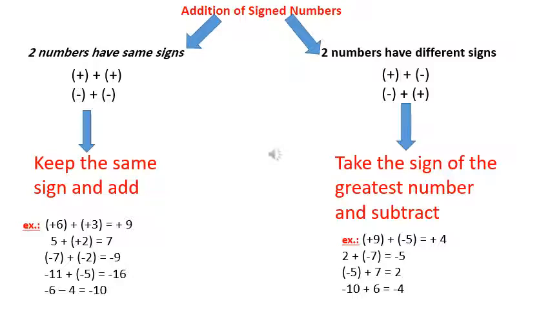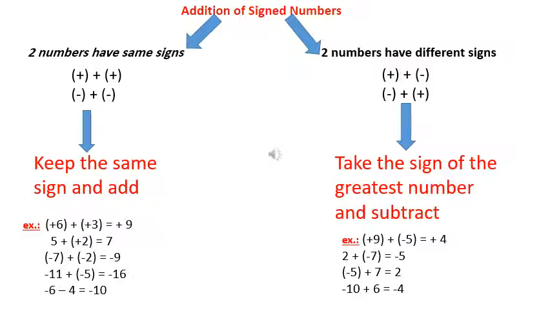For example, if we have plus 6 plus 3, we are adding two positive numbers, so we keep the sign which is positive and we add the numbers, which is 9. If we have minus 7 plus minus 2, we keep the same sign which is minus and we add the numbers, and then we get minus 9.